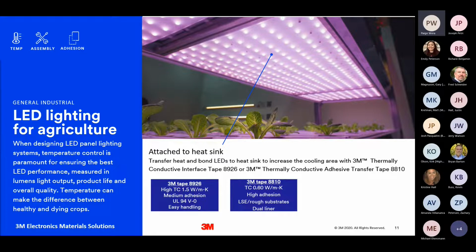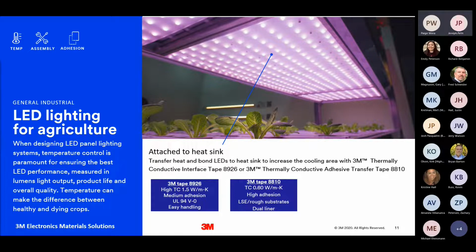This picture shows a small LED, but we have done LEDs that are very large, and those ones get extremely hot. So for a small LED, 8810 might be sufficient with its 0.6 thermal conductivity value, and a larger LED would use the 8926 with a K value of 1.5, or even a thermal pad if there was a gap. And typically our tapes are going to be used to bond the heat sink to the LED. And why this is important overall is that it can be the difference between crops that are healthy or crops that are dying.